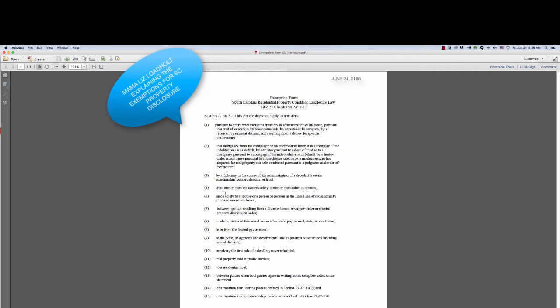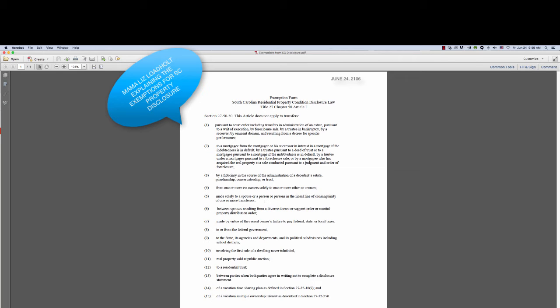Then number 4, from one or more co-owners solely to one or more of the other co-owners. So if 3 people own a property together and one decides they want to get out of the partnership, they sell their interest to the others, then that person does not have to have a disclosure. However, if those 2 who bought it from the one sell, they have to have the property disclosure.